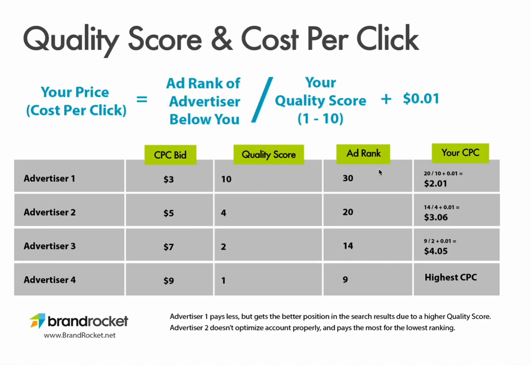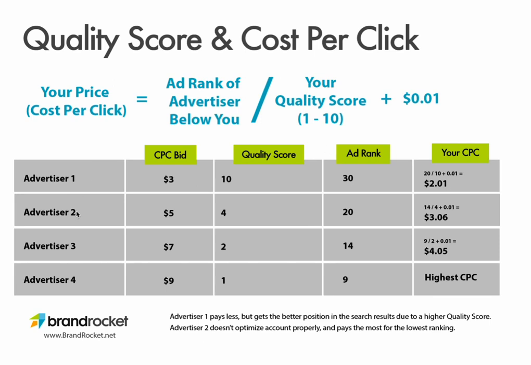So using the formula, the ad rank comes to 30, right? Because it's this times this. And that determines the page position, right? So if we look at what the CPC is, because this is the formula for the CPC, your cost per click is the ad rank of the advertiser below you divided by your quality score, plus 1 penny. Okay, and in this case, advertiser 1 took care of their quality score. Their CPC bid was only $3, and they are owning the number 1 position. Their ad rank is the highest, but the CPC that they're paying is $2.01.